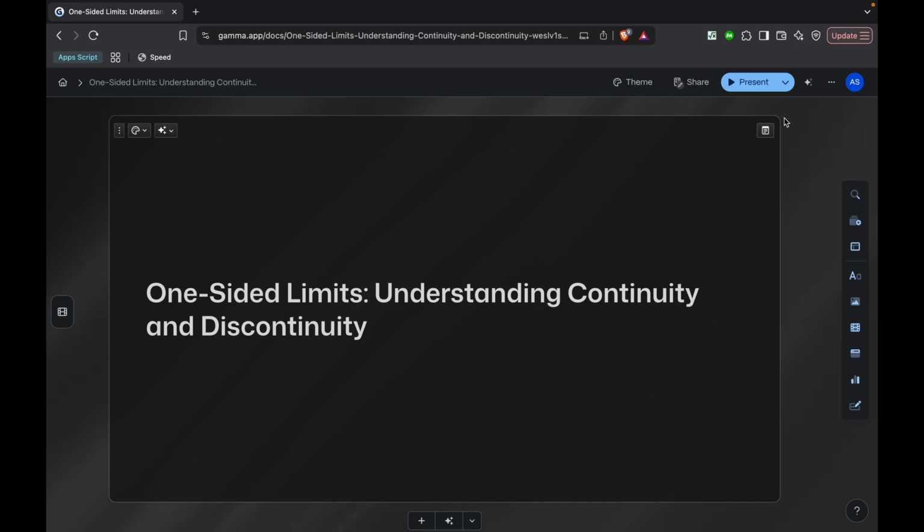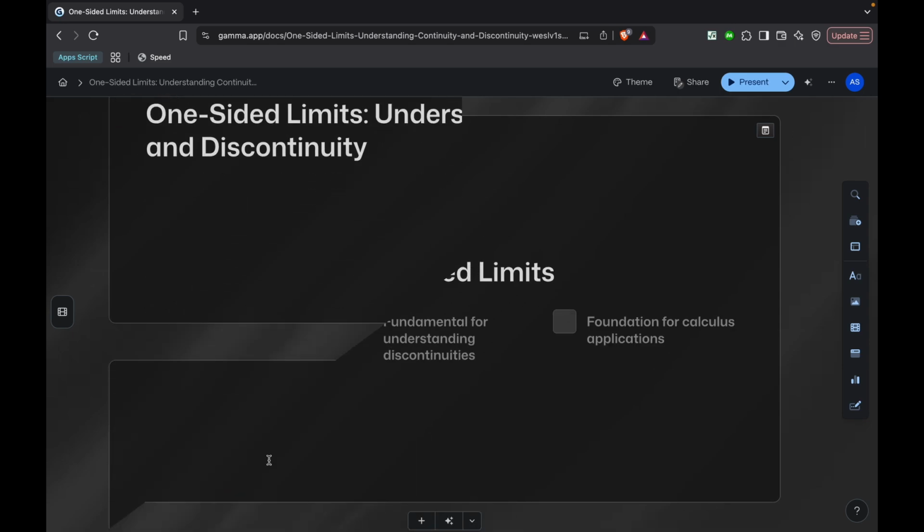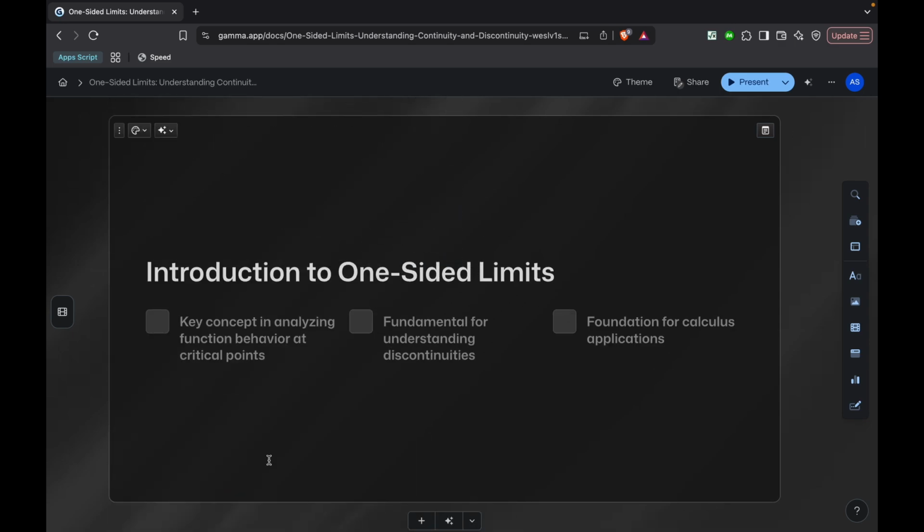But first, we need to define what a one-sided limit is and what limits are in general. Here is a one-sided limit introduction. Now, we already went over this in one of my limit videos, so you can just skip the slide. I'm also going to skip it, but if you want to read it and understand it more, feel free to pause the video.